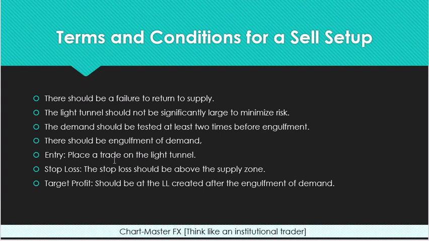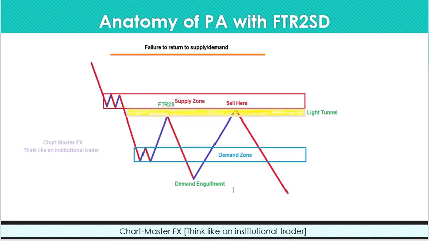So entry, place a trade on the light tunnel. I have alluded to this before. The stop loss should be above the supply zone. The target profit should be at least at the lower low created after engulfment of demand. So as I have said, this must be your safest target profit.